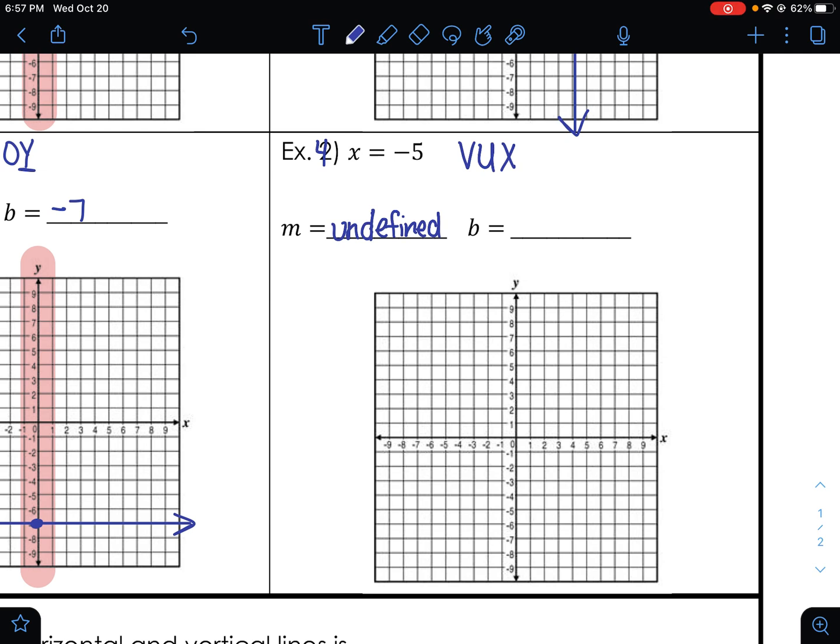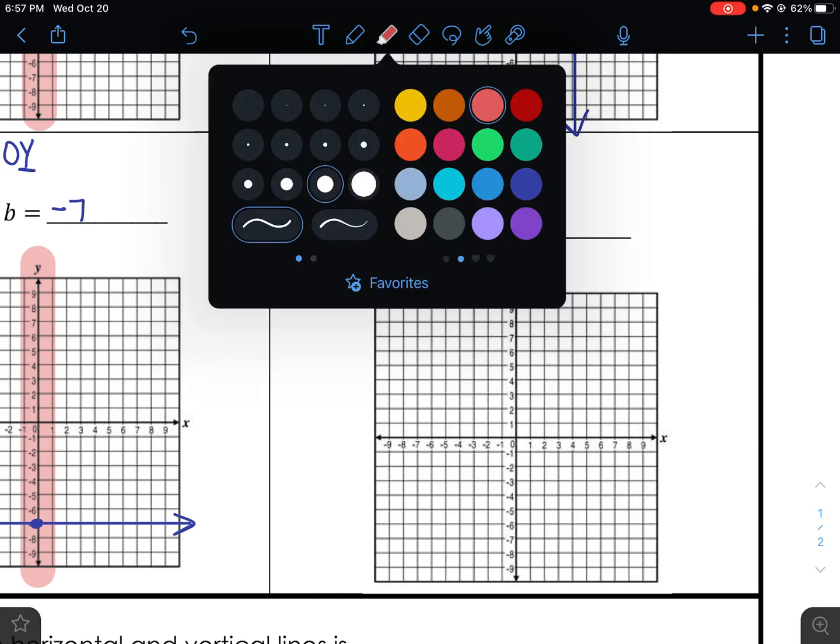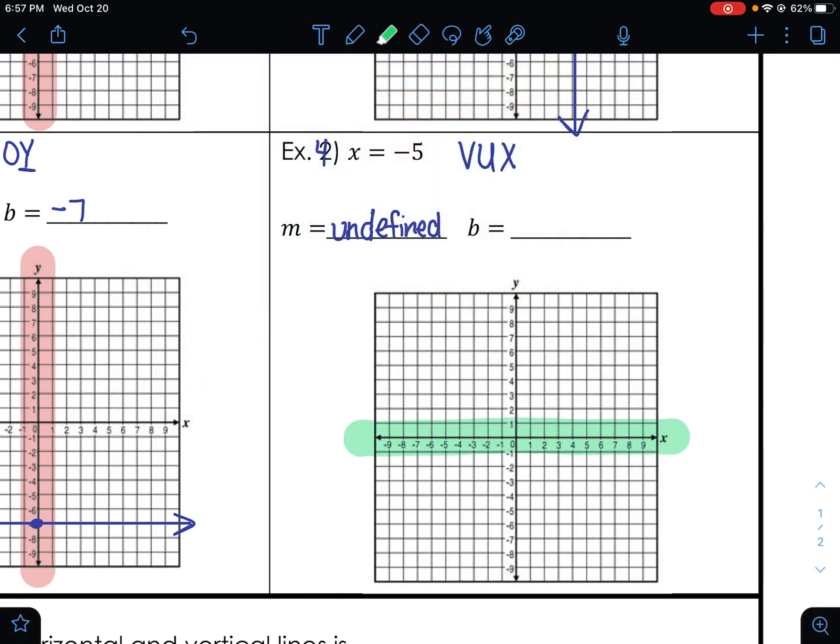Okay, now looking at it, should this VUX problem, x equals -5, go through the x-axis or the y-axis? I'm hoping that you selected the x-axis. And at what number should it cross the x-axis? I'm hoping that you said -5 and that you drew a line that looked like this. And we know that it goes through the x-axis at -5, so it never crosses the y-axis, which means the y-intercept is what? I'm hoping you said none or typed in none.